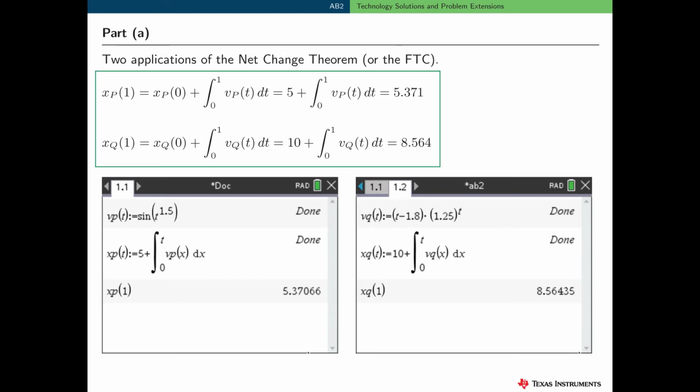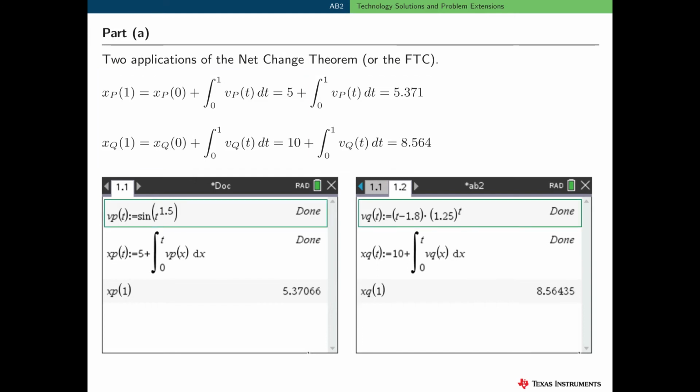Once again, to solve Part A, we need to use the net change theorem, or the fundamental theorem of calculus. In each case, the final position of the particle is equal to the initial position plus the net change in position.